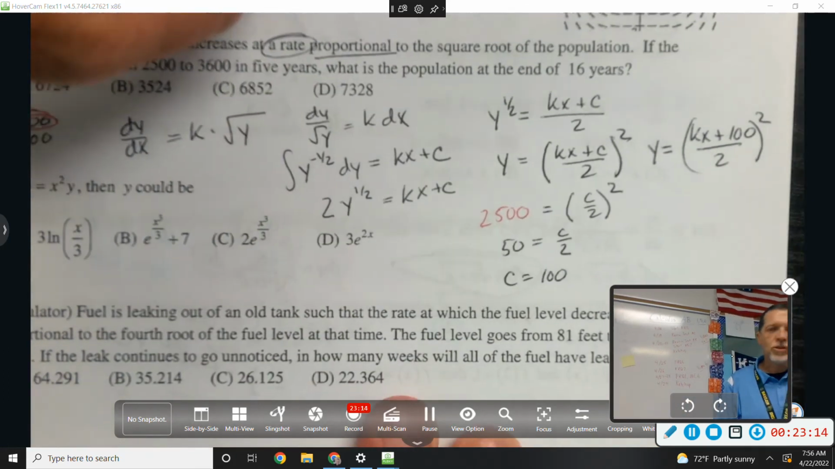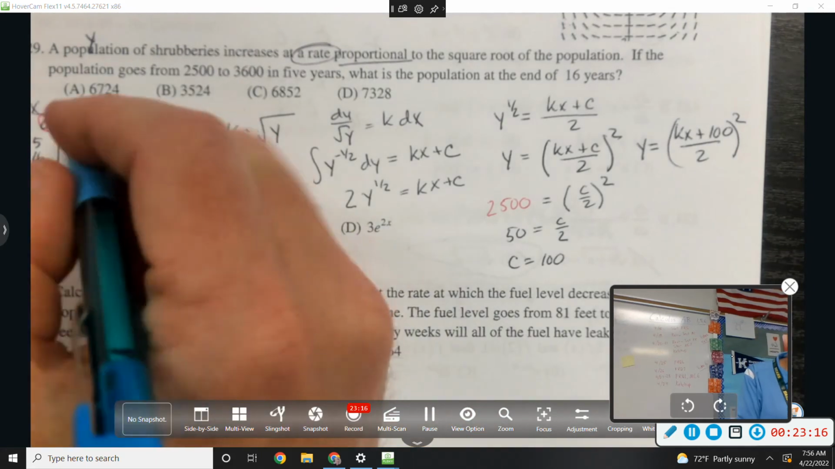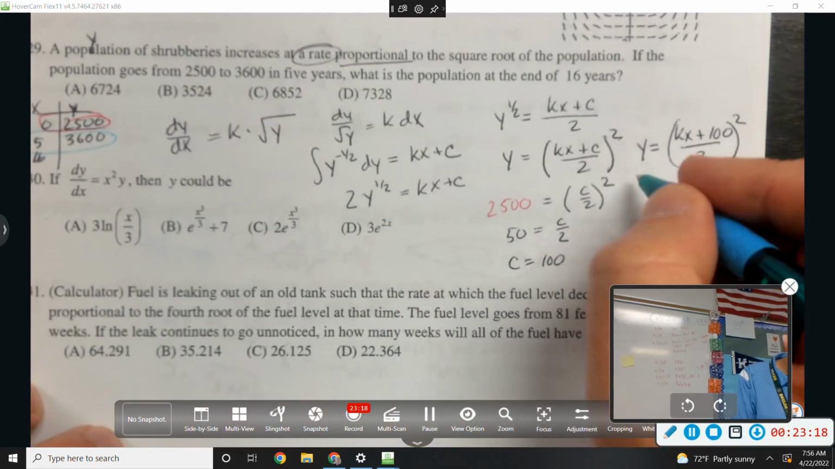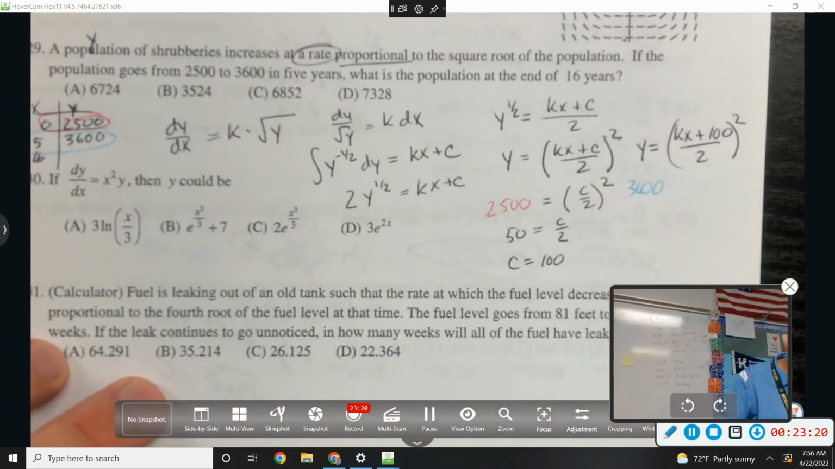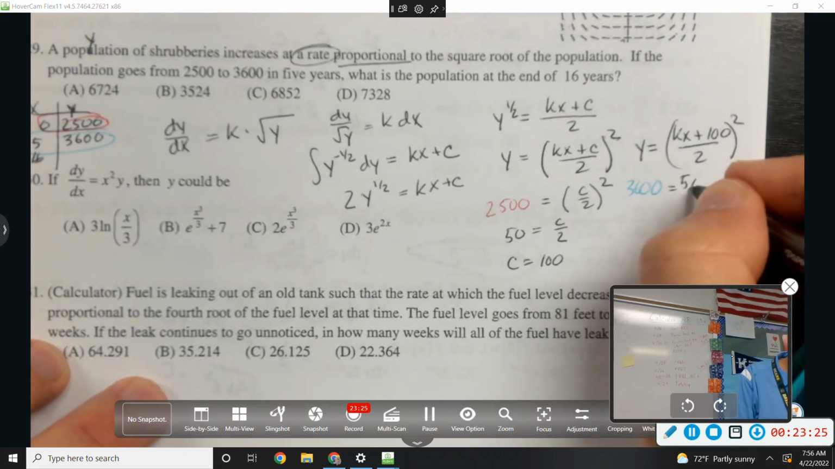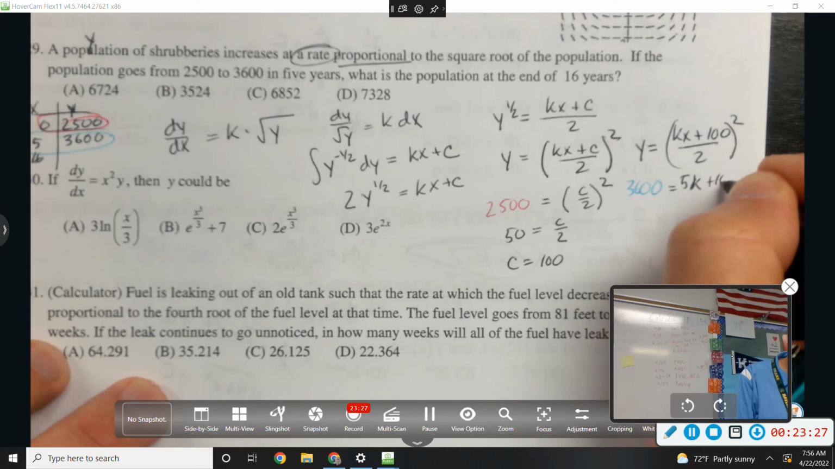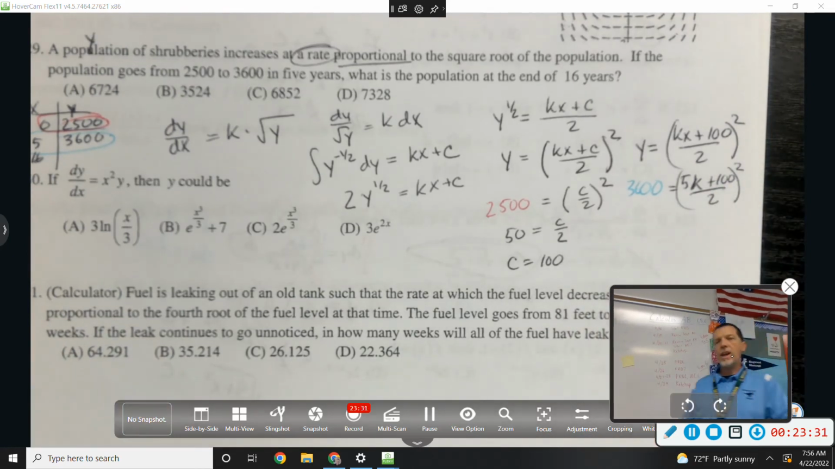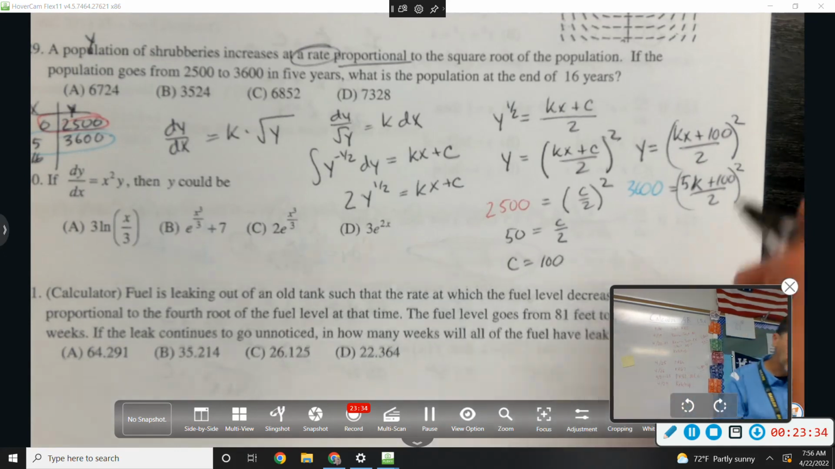Next, let's use the other one, 3,600. So 3,600 equals 5k plus 100 over 2 squared. It's like, how's your algebra? Because there's a bunch of steps coming.